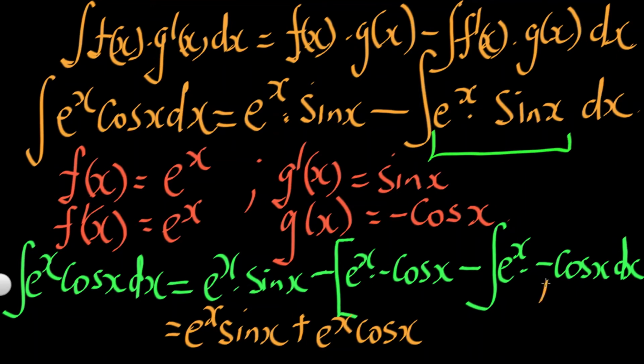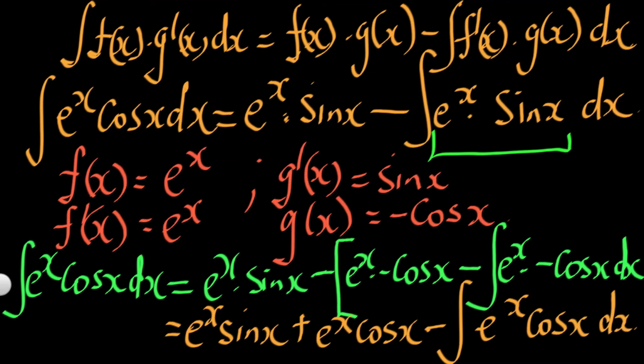Now I have a minus sign here and a minus sign here, which means this whole thing here is going to be positive, but we are multiplying it by a negative sign outside. It means we are going to have a minus in the end. So this is minus integration of e to the power x cos x dx. This is what we need.